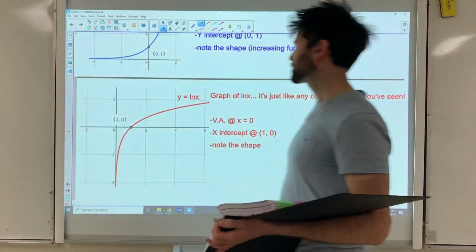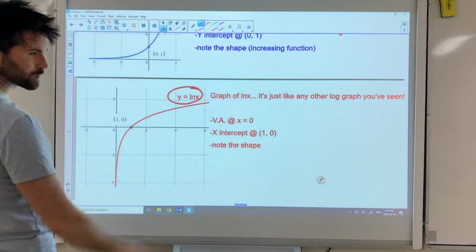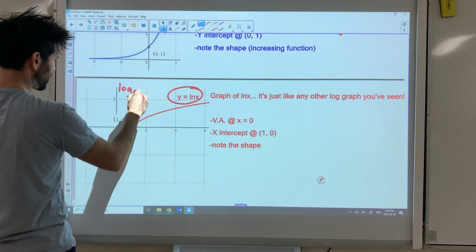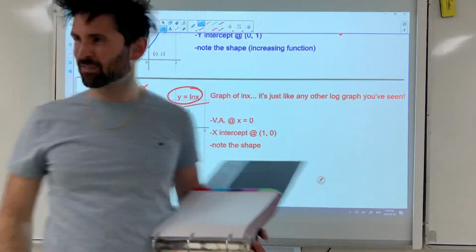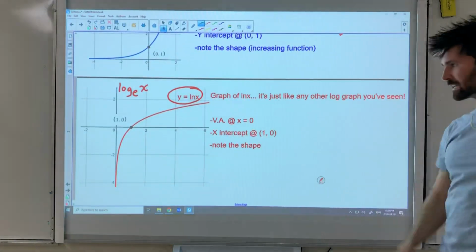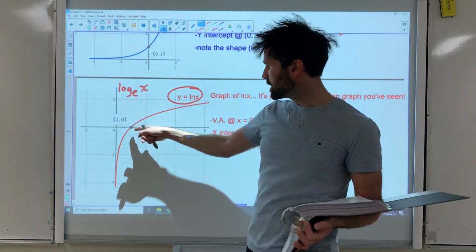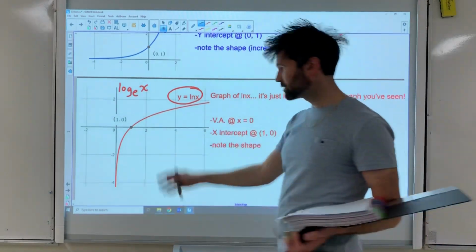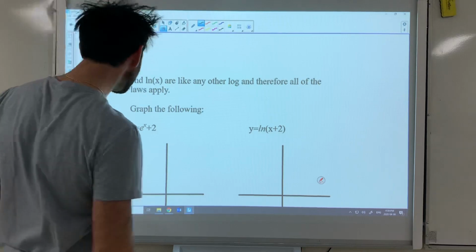I also graphed y equals ln x. Well, it's a log graph. Of course it's a log graph, because ln x is log base e, so it's just log in a weird base, 2.71. So of course it's exactly like any other log graph we've seen. Vertical asymptote at x equals 0, x-intercept at (1, 0), and just note the shape is the shape of a log graph. So yeah, they're inverses of each other. Great, this is going amazing.